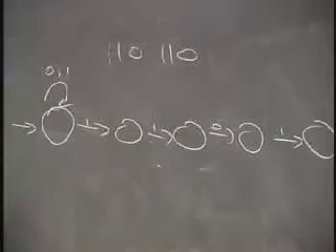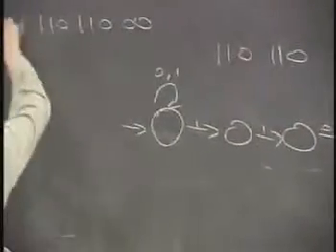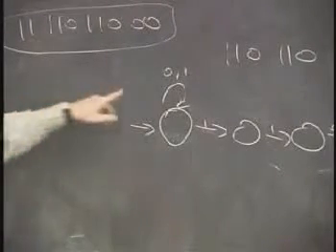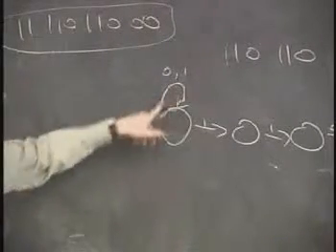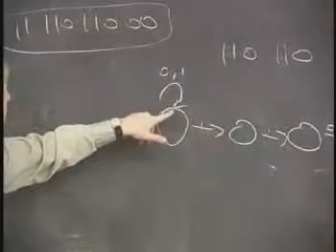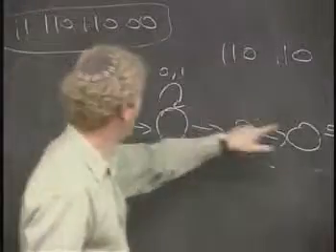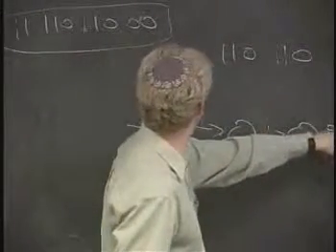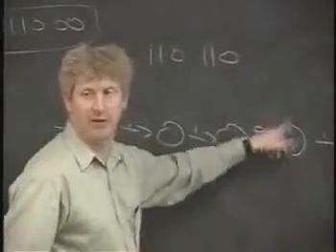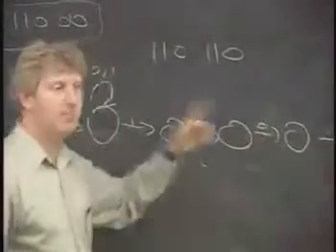So here's an example. Let's say the string looks like this. Here's one choice. 1, 1, 1, 1, 0. 1, 1, 0. There's no 0 out of here. I'm dead. I don't accept. That was a bad choice.